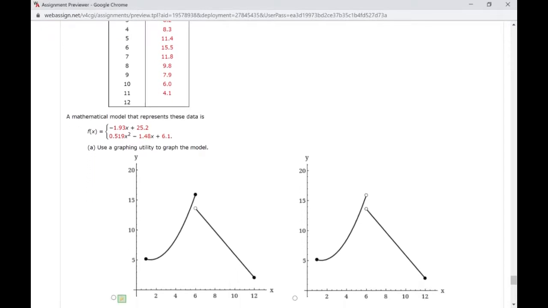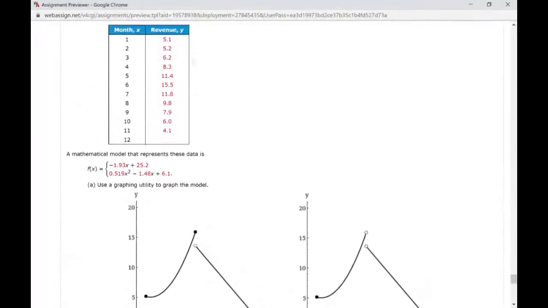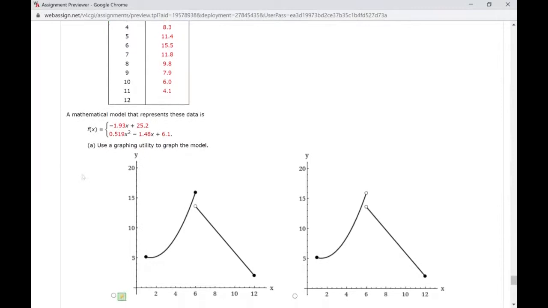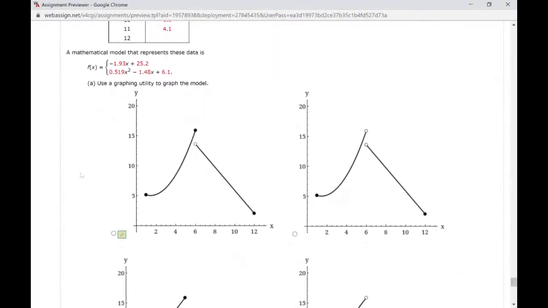This says a mathematical model that represents these data. So they took this information, this data up here, and they created a mathematical model from this data. You can actually put it in your graphing calculator. It'll pop out an equation and everything. Notice that this equation is a blank defined function. What do I want you to say? This is called a piecewise defined function. Piecewise. It has 2 pieces.